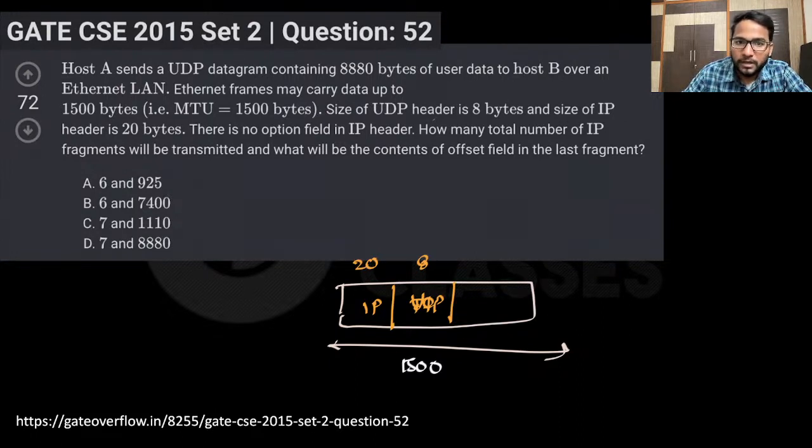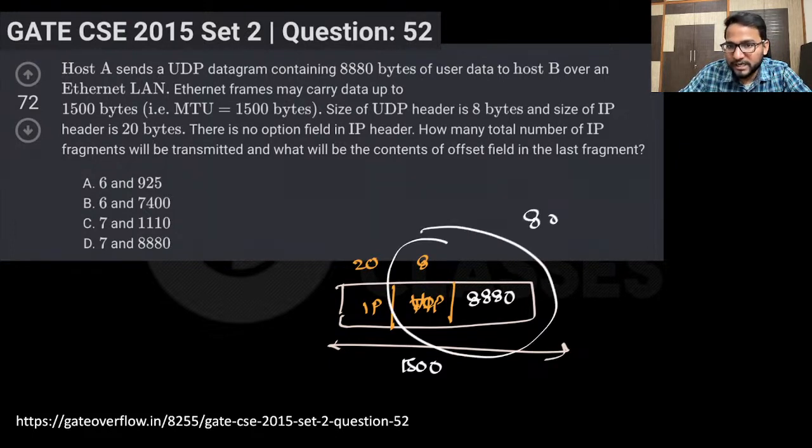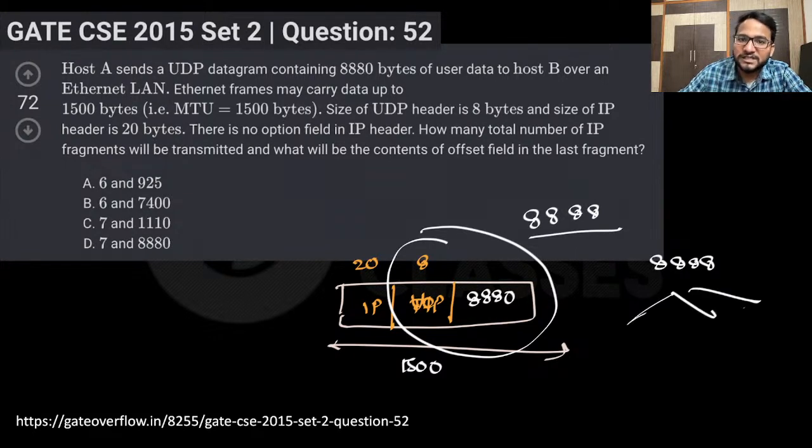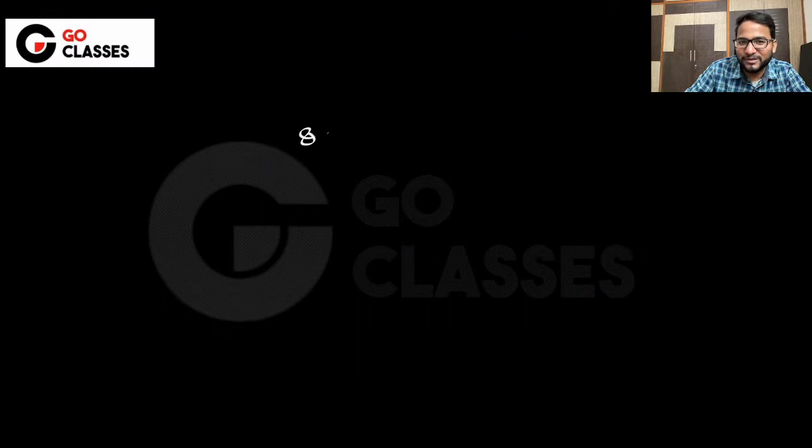Now what are they saying? They are saying a UDP datagram containing 8880 bytes. Now you need to add this 8 here, such that the total data bytes at the IP level is 8888. Now you can do this question in the usual way. You need to divide this 8888 into multiple parts such that the MTU is 1500. This is the data part that you need to divide so that each one is having 1480. That's how you can do this question.